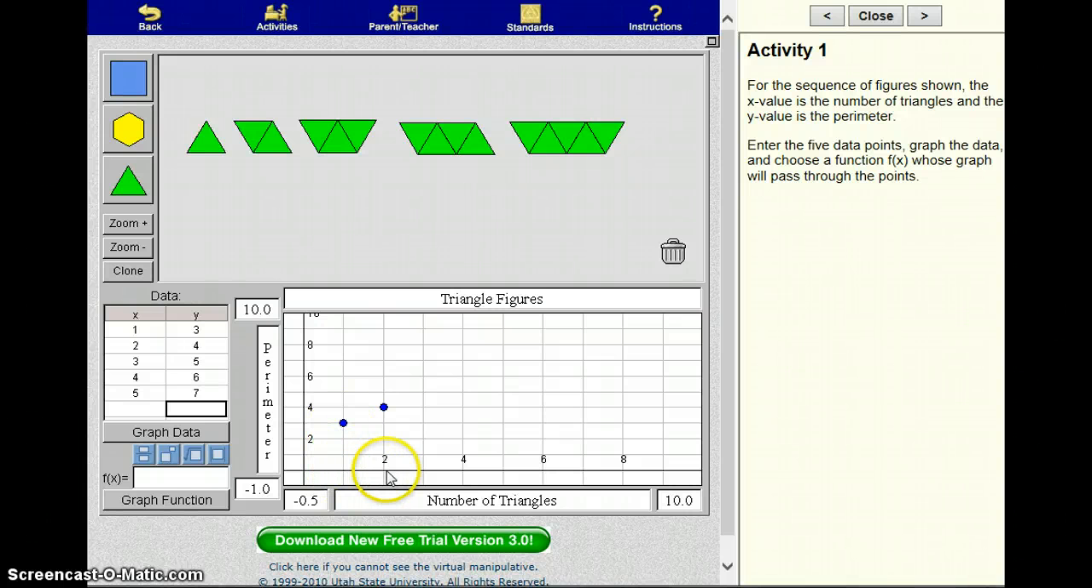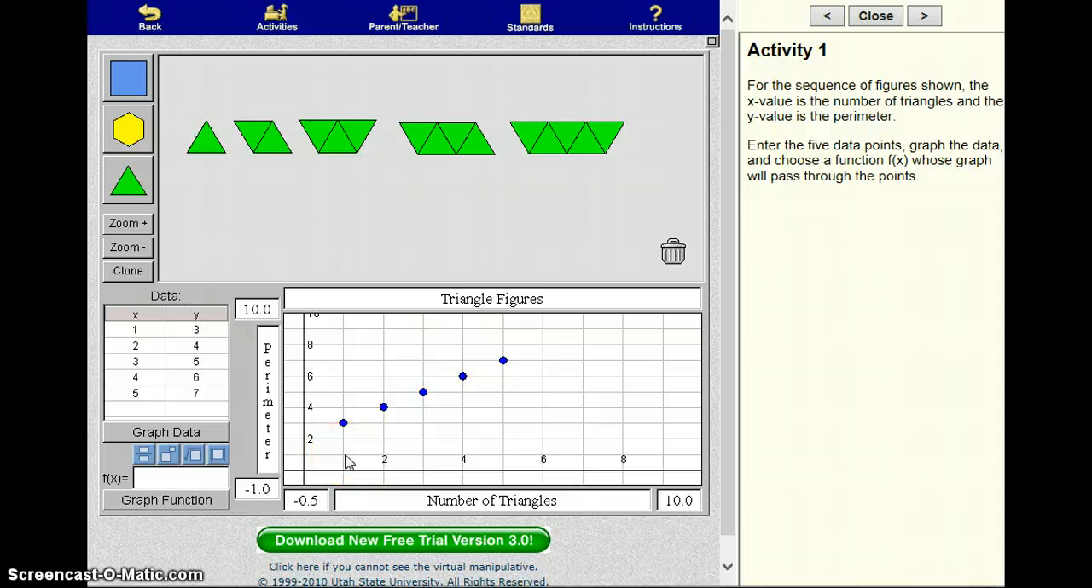For 2, it goes to 4. For 3, it goes to 5. And we can just ask this manipulative to graph the data. And we can see that if we connect this data, we are going to get a straight line. So we have a relationship. 1 is always going to give us the perimeter of 3 for this equilateral triangle.